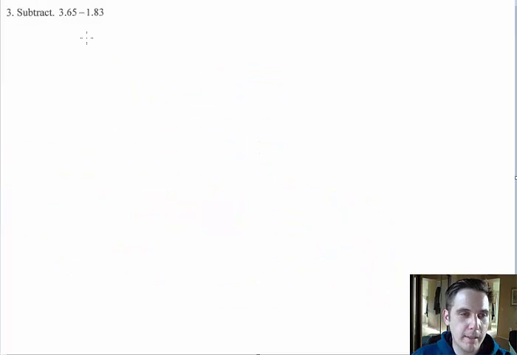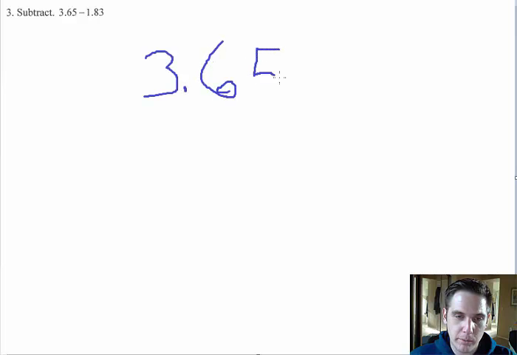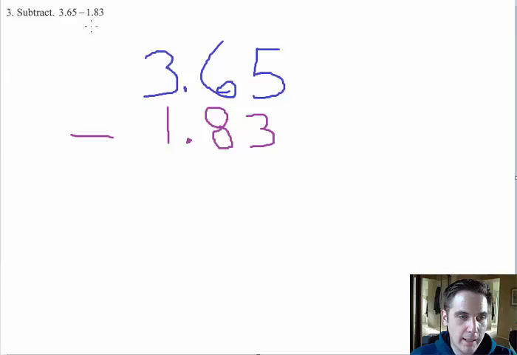Okay, next problem. It's subtraction. Who cares? Do the same thing, only you subtract at the end instead of add. Let's walk through it. 3.65, because that's the first number, going from left to right. And let's switch up the colors again. Subtract. Put a decimal right here, because you always got to line up those decimals. And then for the second number, there's a 1 to the left of the decimal and an 83 to the right of the decimal. And, well, that's our number.